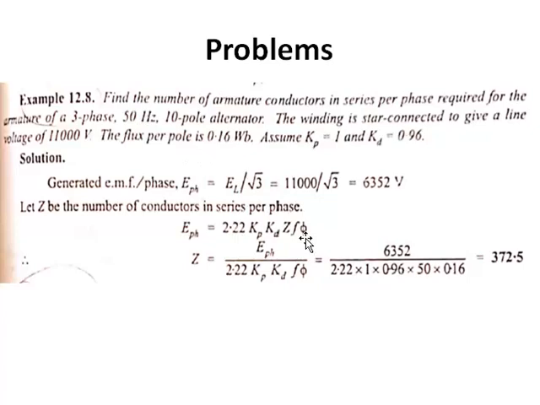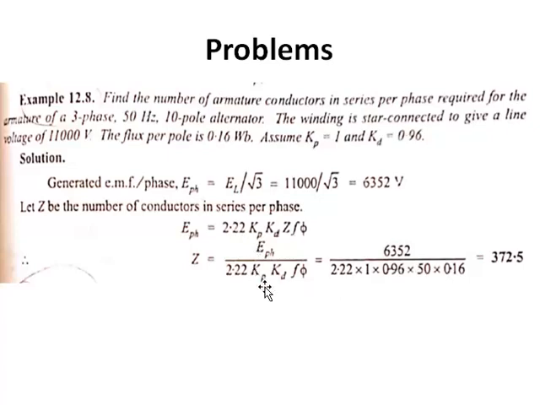What is phi? Phi is the flux per pole. So the flux per pole is 0.16. That is also given. 10 pole is additional information, and if there is additional information, no problem. Z is equal to E phase divided by 2.22 Kp, Kd, F into phi.